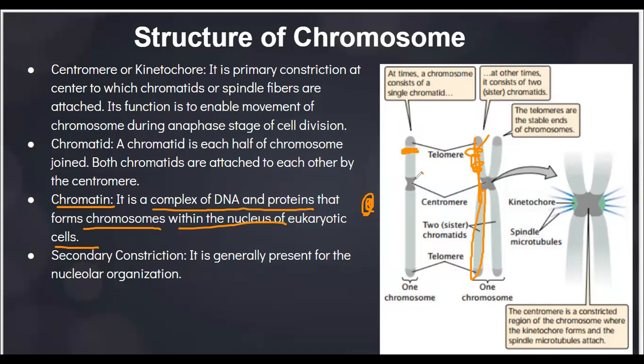This was the primary constriction, and in certain chromosomes, you will see another constriction somewhere away from the primary. So there we will call it secondary. Generally, it is helpful in nucleolar organization after the cell has divided, to reform the nuclear membrane and form a daughter cell.